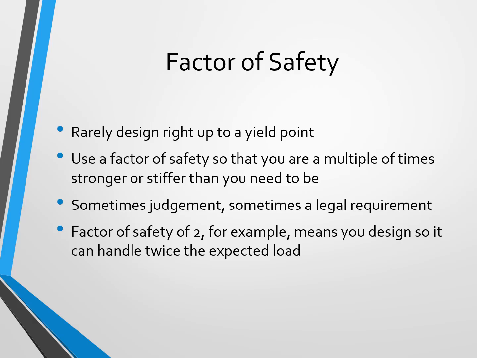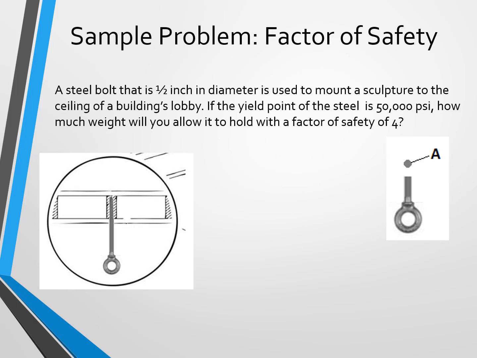But as an example, if the factor of safety is 2, it is designed to handle twice the load that is expected. Typical roof trusses will have a factor of safety of about 3. So if we go back to that same 1/2 inch steel bolt, and we know that the yield point is 50,000 psi, same as before, how much weight would you allow it to hold with a factor of safety of 4?